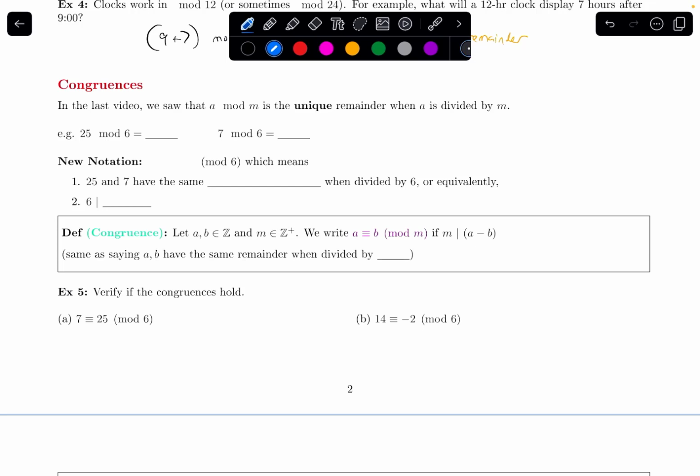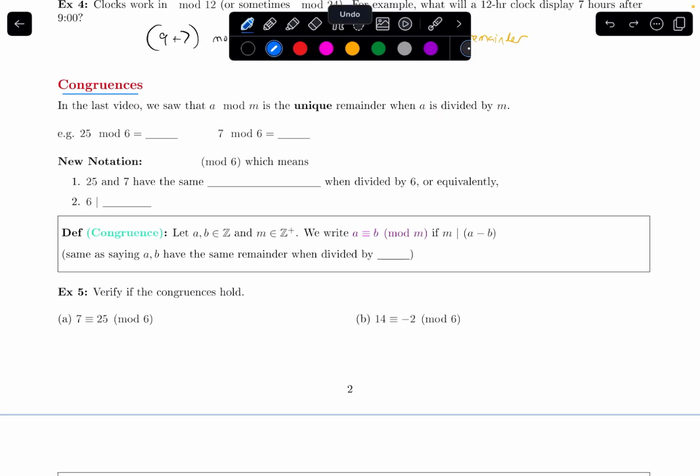In this video, we will talk about congruences. So in the last video, we introduced this notation, A mod m, which represented the unique remainder when A is divided by m. So when you divide A by m, there's exactly one remainder, and that's what we denote using A mod m.